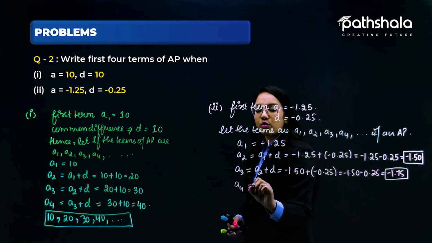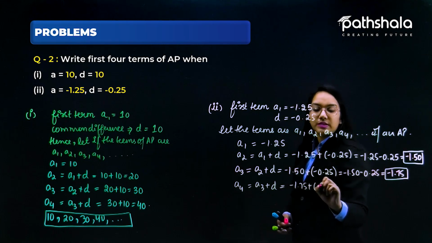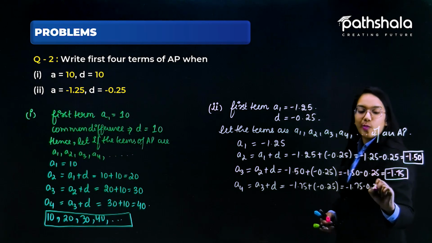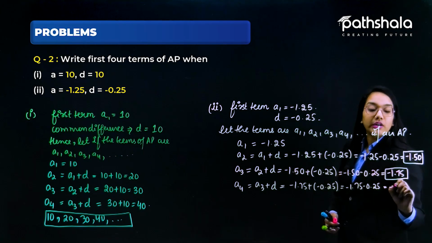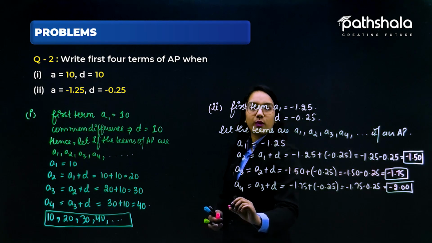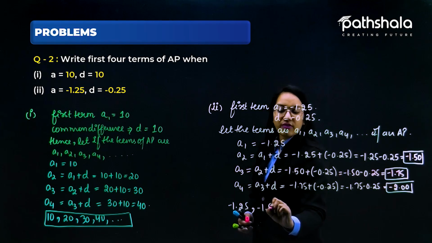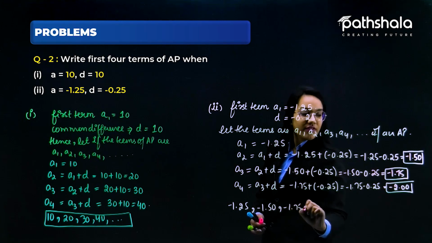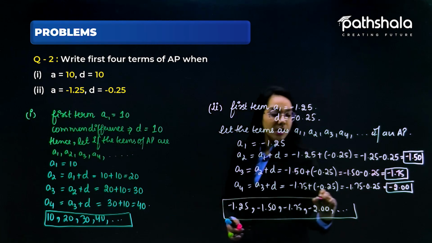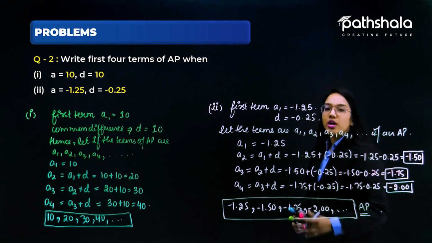Now let's talk about the fourth one. This would be a3 plus d, and a3 is minus 1.75 plus minus 0.25, so this would be minus 1.75 minus 0.25, which is minus 2.00. Hence the 4 terms of this arithmetic progression are minus 1.25, minus 1.50, minus 1.75, minus 2.00, and so on. This represents our arithmetic progression having the first 4 terms. So this is all about question number 2.